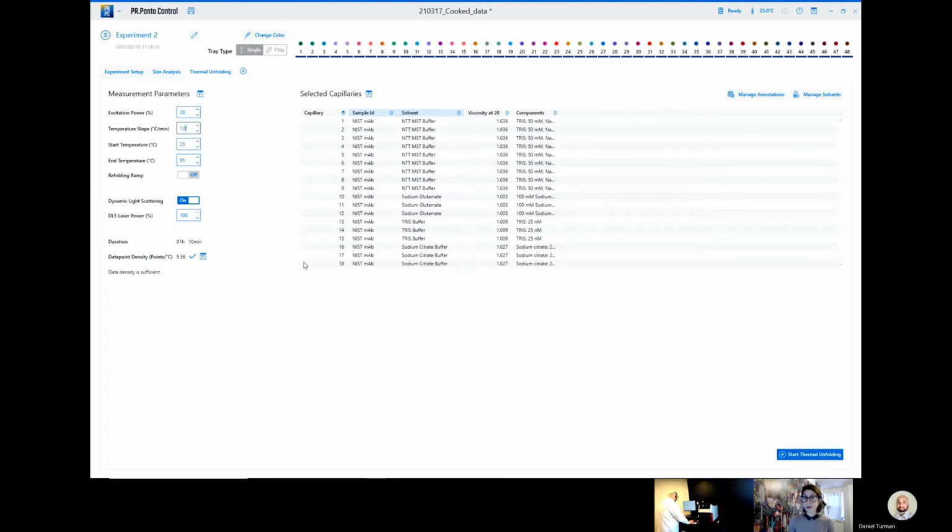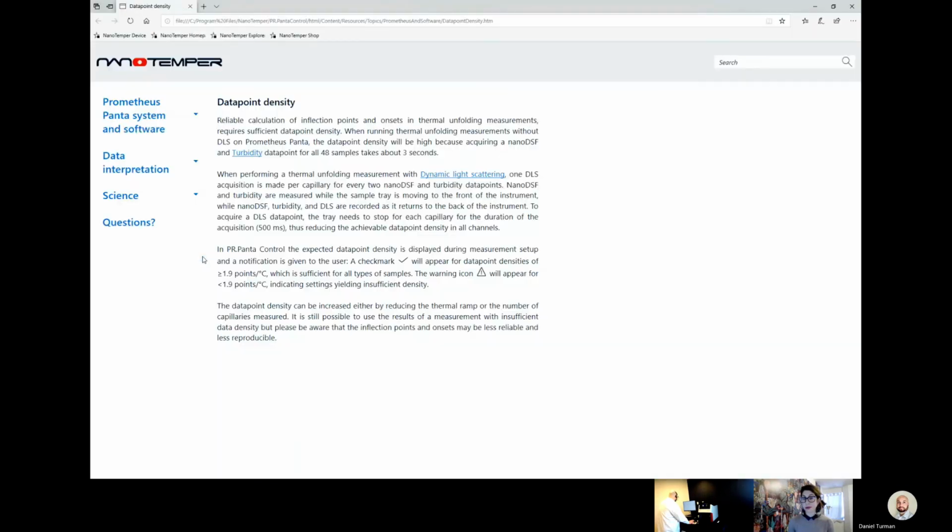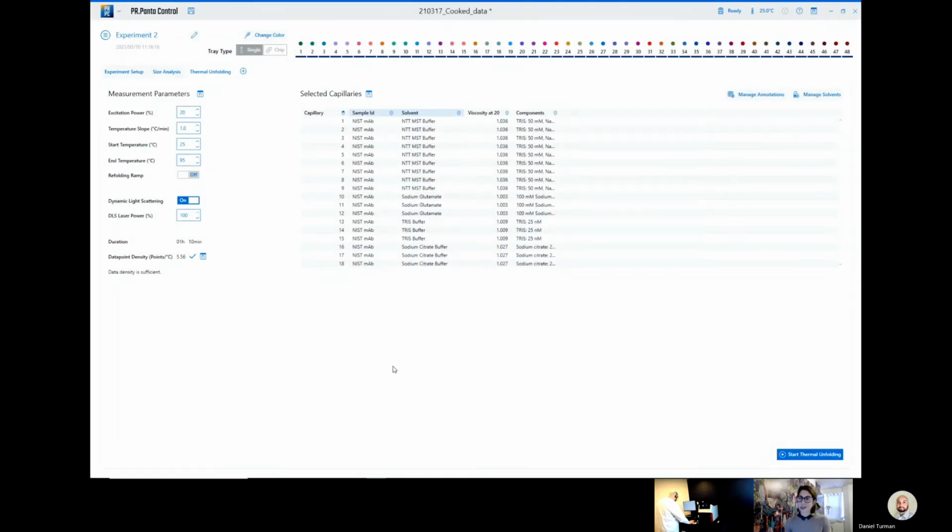And in addition, if you still have some questions about that parameter, you can click on the Nanopedia. And the Nanopedia is going to give you all the information you want about it, and probably some information you don't even know you want. This is one of my favorite resources of the instrument, the Nanopedia. It's basically a Wikipedia for your Prometheus Panta. Yep.